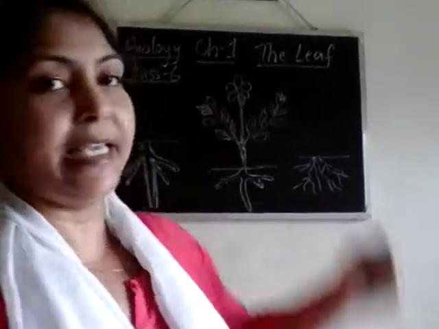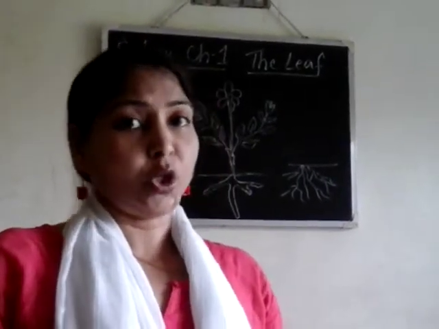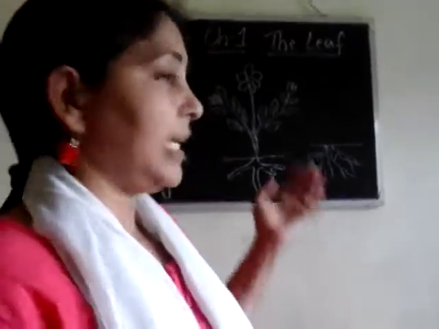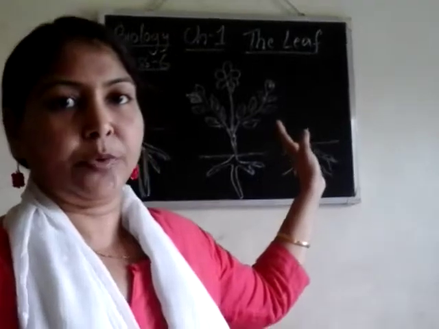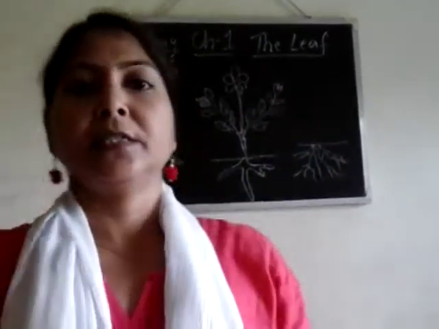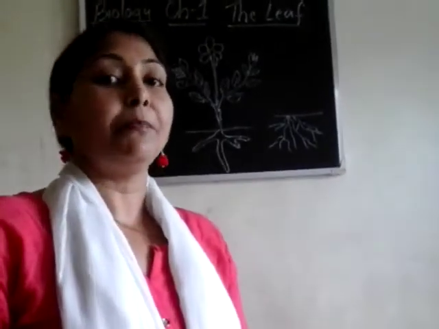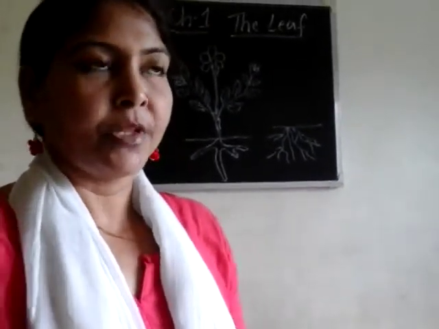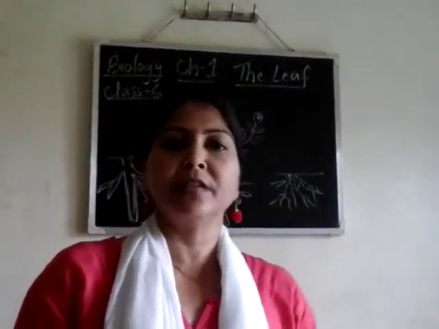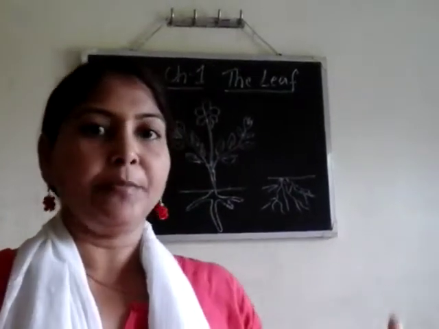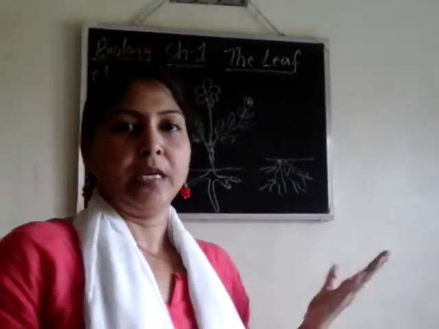As you can see, I have already mentioned the chapter name and the topic I am going to teach you. I have drawn a diagram of a small plant, and over here I am going to show you the different parts of a plant. In class 3, in the lower classes, you learned that a plant has different parts like leaves, buds, flower, root.